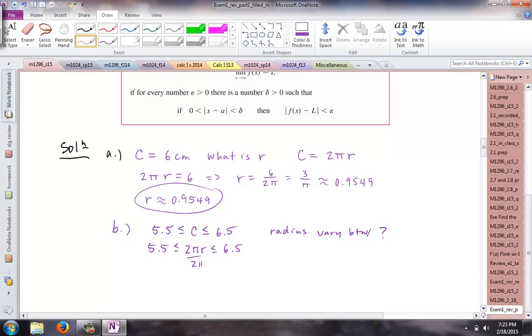So we're doing this again, correct to 4 decimal places. So we'll actually just take the 5.5 divided by 2 pi. And we get 0.8754. 6.5 divided by 2 pi is about 1.0345 to 4 places. So that's it for part B. Questions there?